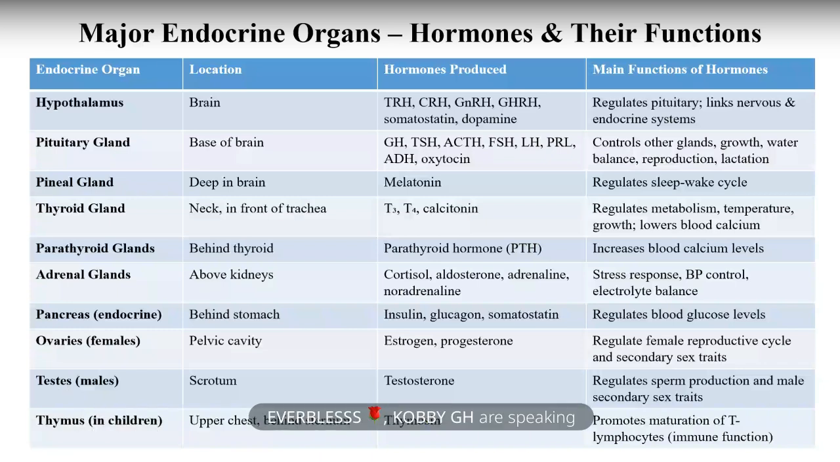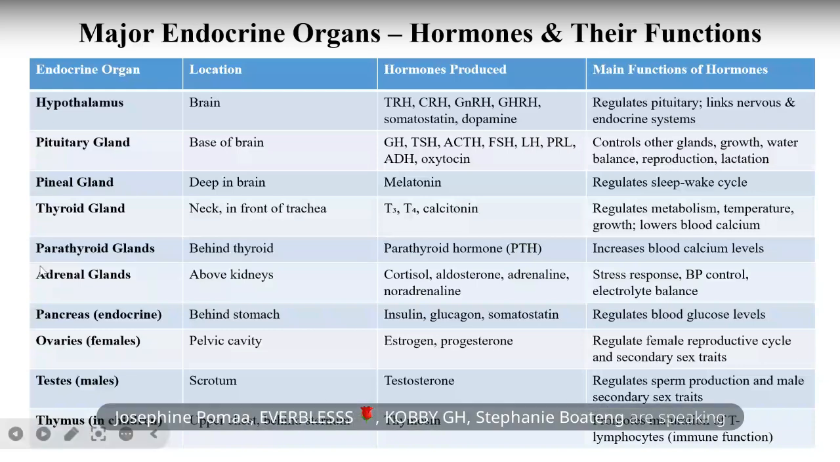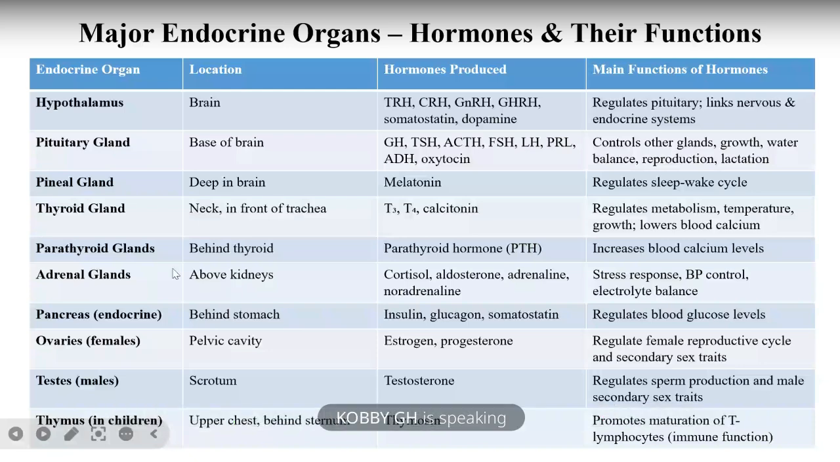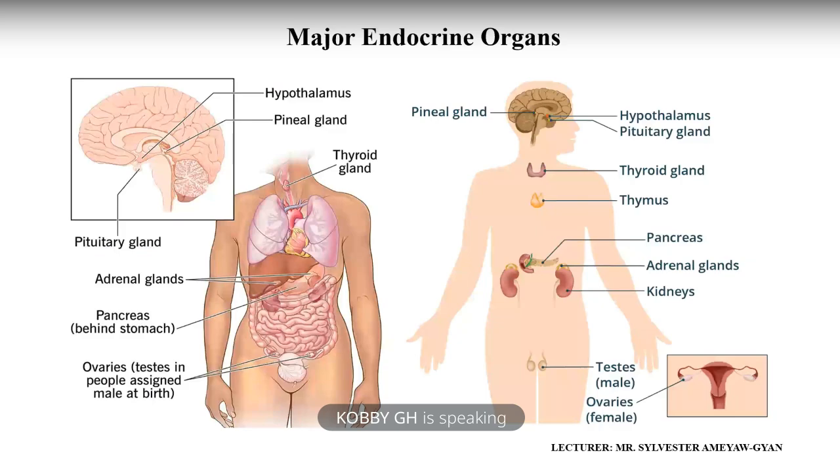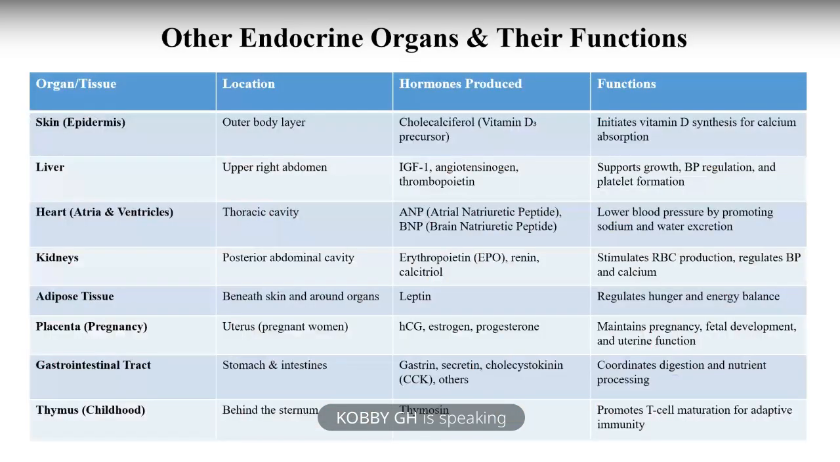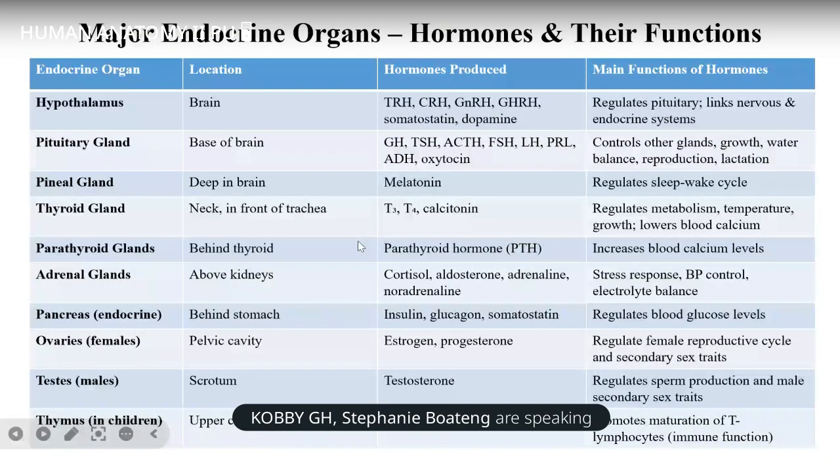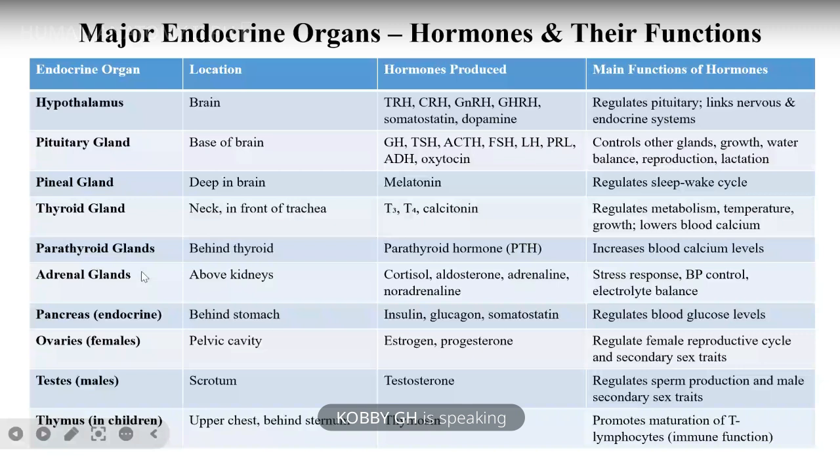So these are the major endocrine glands. When we say endocrine system, these are the major glands that we'll be talking about. But we have other organs in the body that are not major endocrine glands, but they also produce hormones.